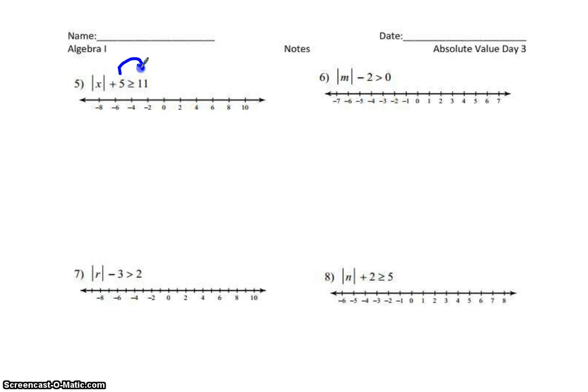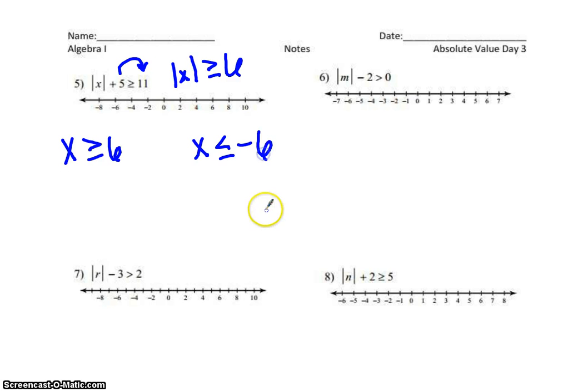You need to move the 5 before you make your two inequalities. So this becomes the absolute value of x is greater than or equal to 11 minus 5, which is 6. So you're going to have x is greater than or equal to 6. You're going to have x is less than or equal to negative 6. Solid circle at negative 6, solid circle at 6. X is greater than or equal to 6, so at 6 we're going to the right. X is less than or equal to negative 6, we're going to the left.